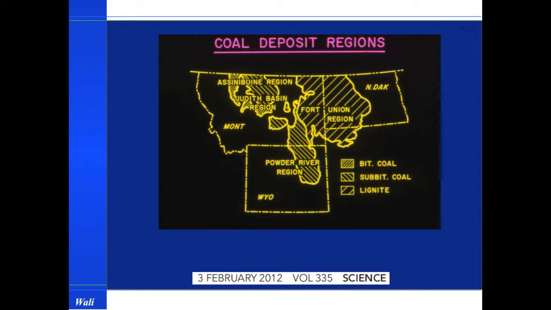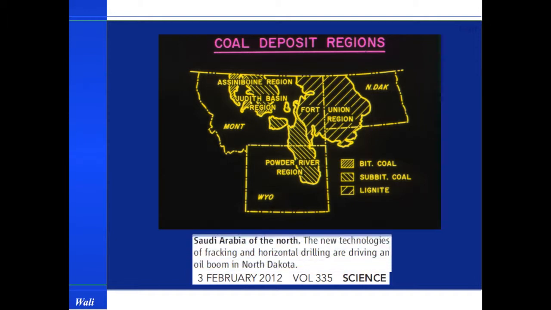So I'm going to be talking about this particular area here, this Fort Union region, and this is very important. And again, I'm going to go pretty slowly. By the way, if you looked at Science from 3rd February this year, it says Saudi Arabia of the North, the new technologies of fracking and horizontal drilling are driving an oil boom in North Dakota. It's exactly the same place where they are driving the boom for coal.